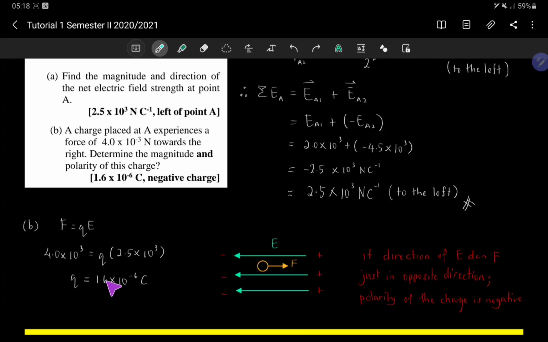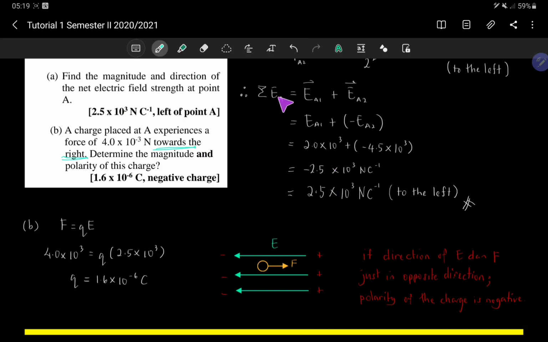And then how about the polarity of the charge? Is it positive or negative? According to the statement, it is directed towards the right. What does it mean? According to the electric field calculated before, the value is negative, which is directed to the left. So this is our E, E just directed to the left. Based on that, we know that the right side is a positive pole and the left side is a negative pole or area. Why? Because E always starts from the positive area towards the negative area.